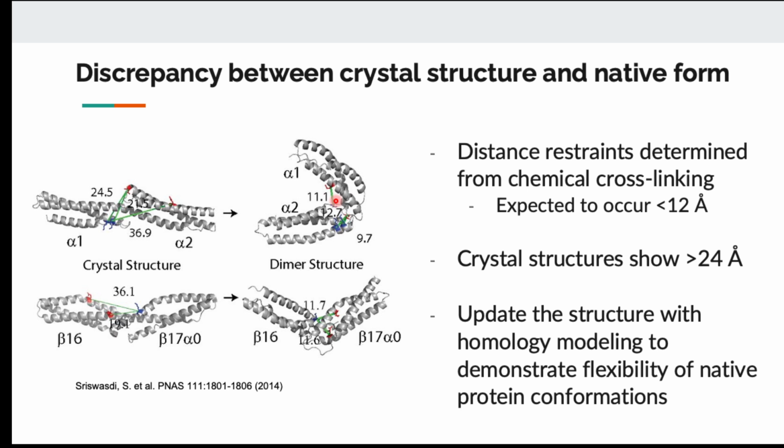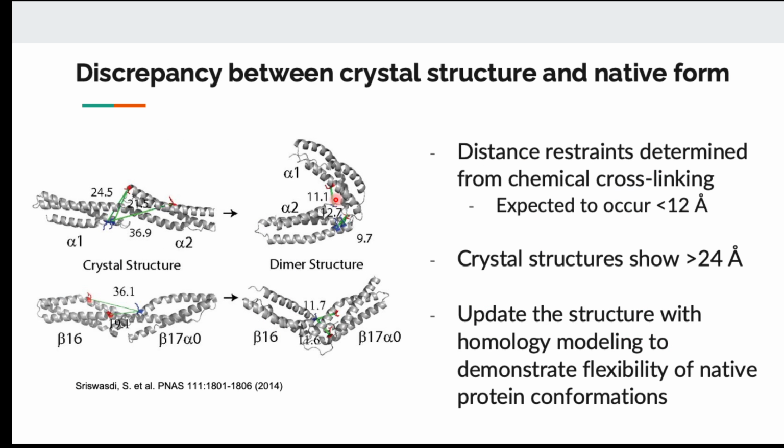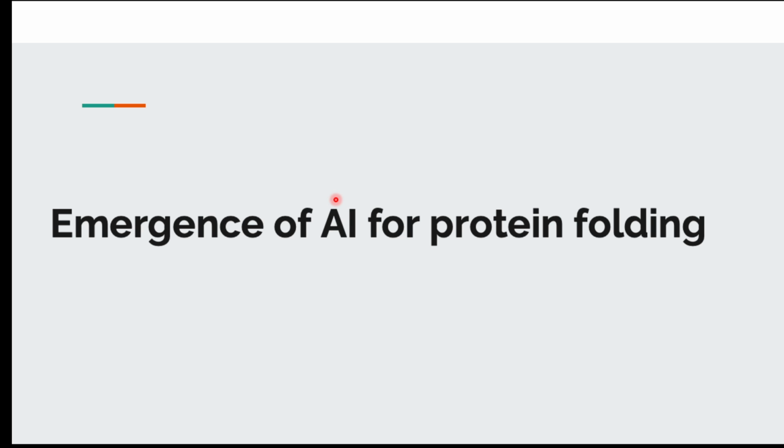So back then, people wanted to combine de novo prediction with some experimental data so that we can filter out the bad models. But that was 6 or 7 years ago. If you fast forward to today, nowadays we have AI for protein folding prediction. So I'm going to tell you a little bit about how AlphaFold was developed and the motivation.